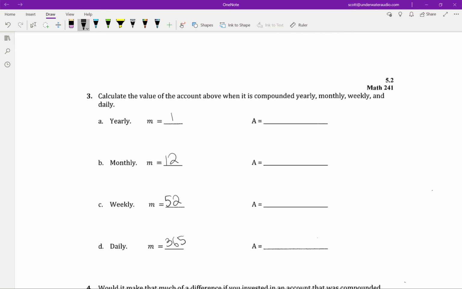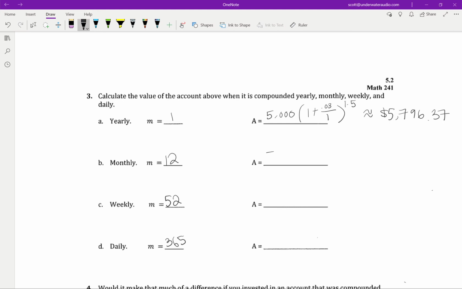So to set up each one of these, it would be 5,000 times 1 plus the rate, which was 0.03, over the number of times, which is 1 in this case, and then 1 times the number of years, which was 5. Okay, and if I do that, I get $5,796.37. It's pretty cool. It's a little bit of money there.